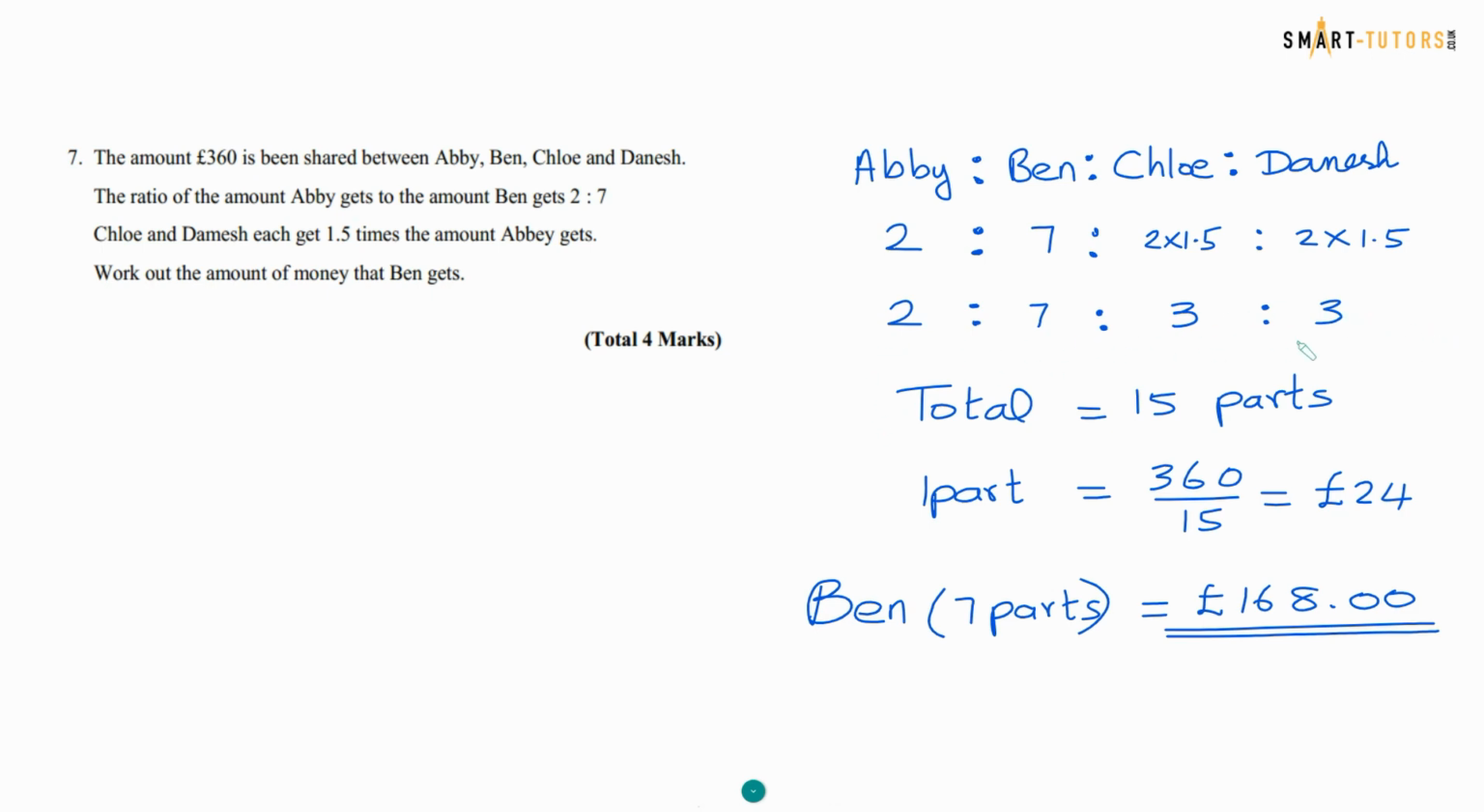So if you add all the parts, it's 15 parts. How do I get the 15 parts? 3 plus 3 is 6, 6 plus 7 is 13, plus 2 is 15 parts. So total money 360 divided by 15, which is 24 pounds. Make use of the calculator. Then Ben gets 7 parts. 7 times 24 is 168.